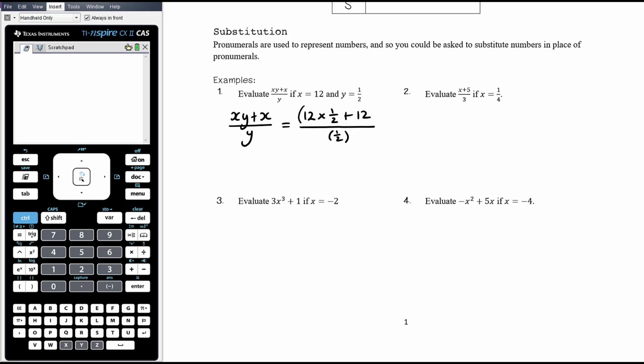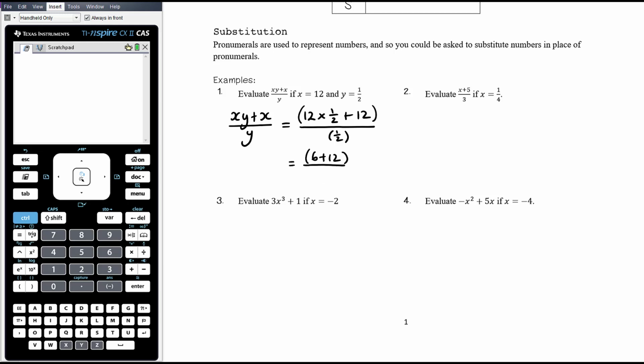Implicit in that is brackets, okay? That line is essentially saying you do everything on the numerator first, so there's brackets around that, and then you do the division. So we need to simplify what's happening in the brackets first. There's a multiplication and an addition in there, so we do the multiplication first, which is going to leave us with 6 plus 12 over 1/2.